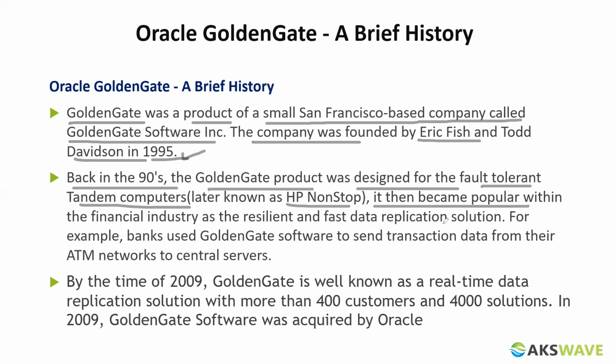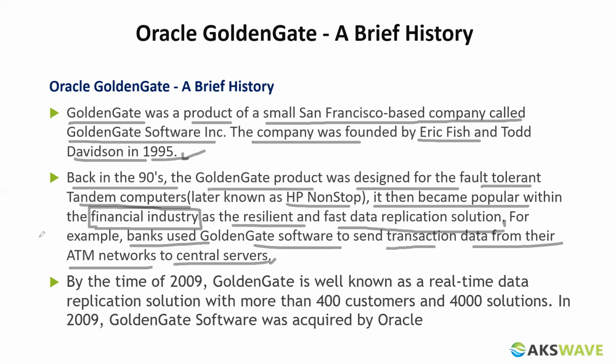Later it became popular within the financial industry. Actually it became more popular in financial industries like banking sectors as a resilient and fast data replication solution. For example, banks used Golden Gate software to send transaction data from their ATM networks to central servers, especially in the banking sectors, they started implementing or using it. It became one of the popular products for banking environments.